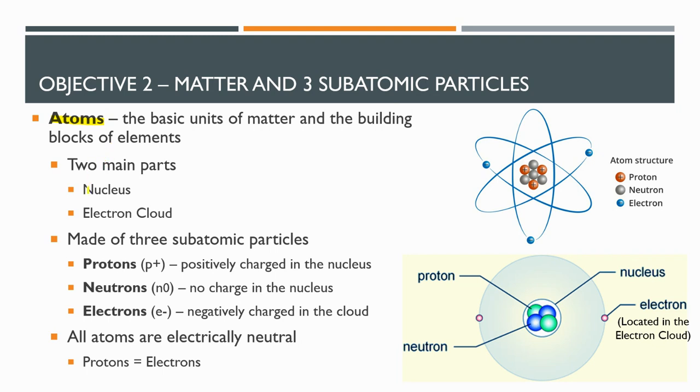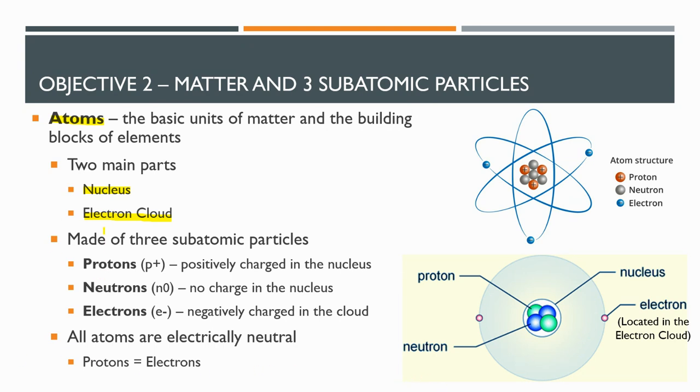There are two main parts to the atom. You have the nucleus, which is found on the inside, like over here. And then you have the electron cloud, and it's called a cloud because the electrons on the outside are constantly moving around. They're not stationary, they're full of energy. Even though we can't see them, because of that motion, it gives the illusion of a haze or a cloud.